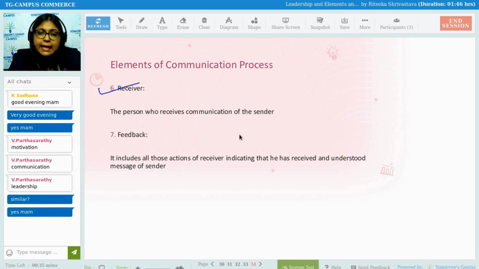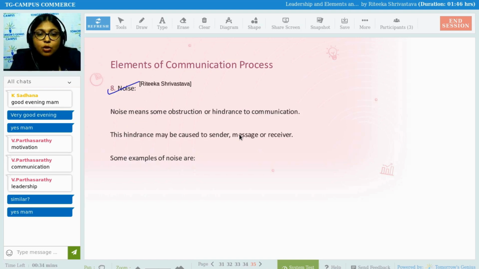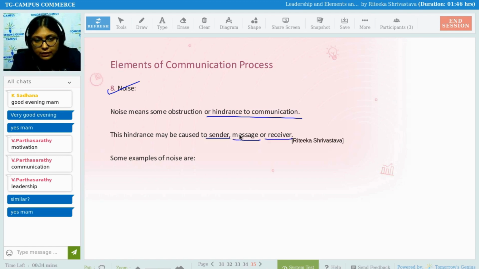As I already said, sender is the person who will send the message or the communication. Receiver is the one who is going to receive that communication. Seventh is the feedback. So it includes the action of the receiver indicating that he has received and understood the message of the sender. So finally, the receiver is going to give feedback on the message or communication which the sender has sent to him. Then comes noise. So noise means obstructions or hindrance to communication. This hindrance may be caused to the sender, message or receiver.